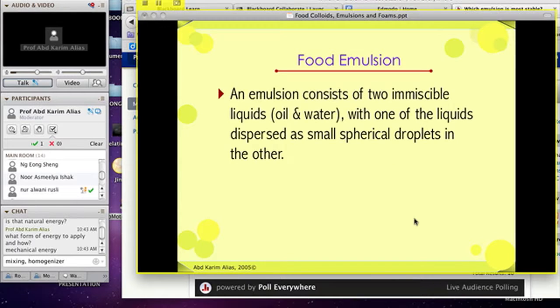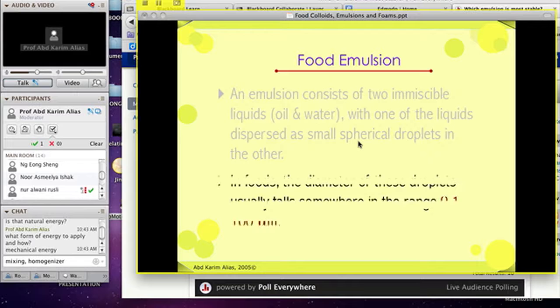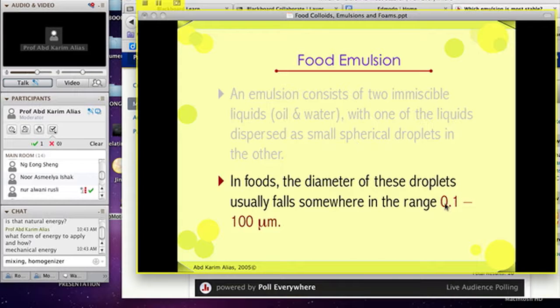Food emulsion usually consists of two immiscible liquids, oil and water, with one of the liquids dispersed as small spherical droplets in the other. So we get an emulsion. In general, the droplet size ranges from 0.1 to 100 micron. But in order to get a good stable emulsion, we try to get as close to 0.1 as possible, a very fine droplet distribution and as uniform a size as possible.